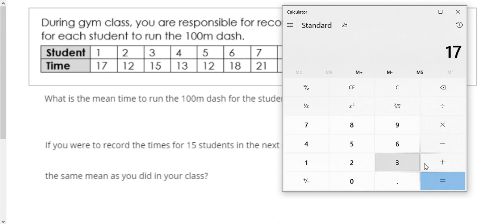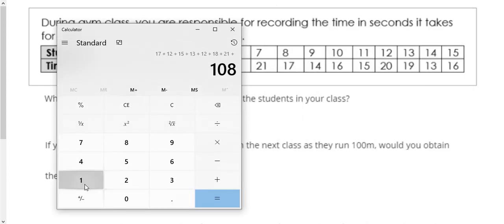So 17 plus 12 plus 15 plus 13 plus 12 plus 18 plus 21 plus 17 plus 14 plus 16 plus 15 plus 20 plus 19 plus 13 plus 16.